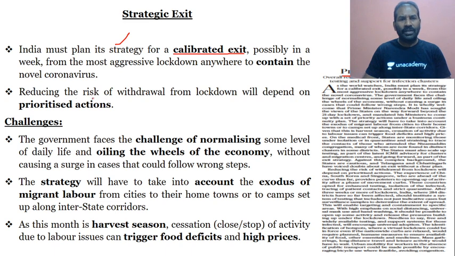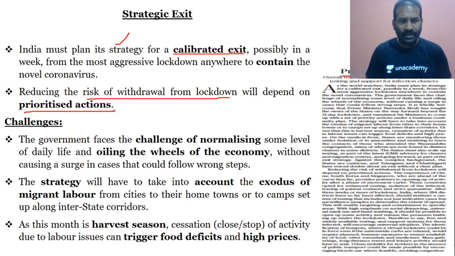This will reduce the risk, as withdrawal from lockdown will depend on prioritized action. The brainstorming is about what the priorities are when the lockdown comes to an end, on what basis the lockdown has to be lifted, and which actions have to be given more priority, so that social distancing is definitely taken into consideration. Please do understand, this is very important in regards to the exit after the national lockdown.